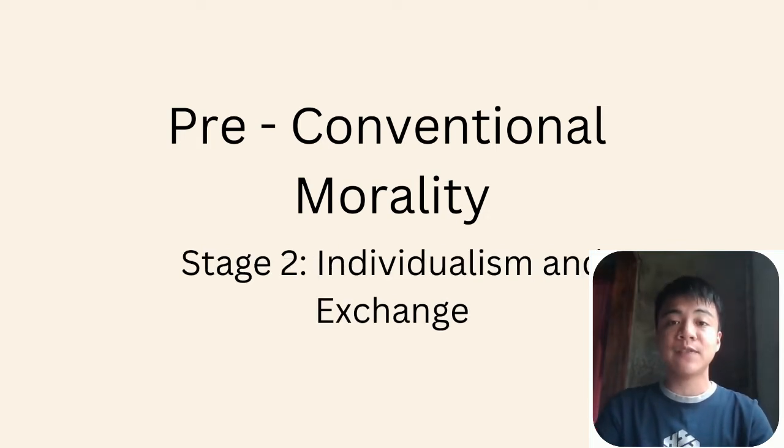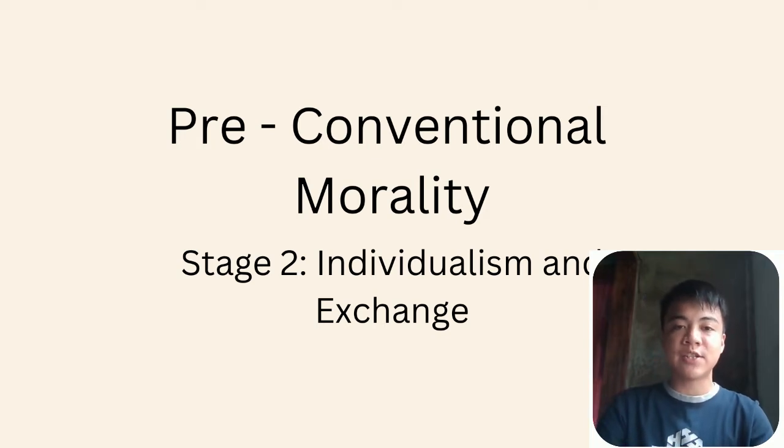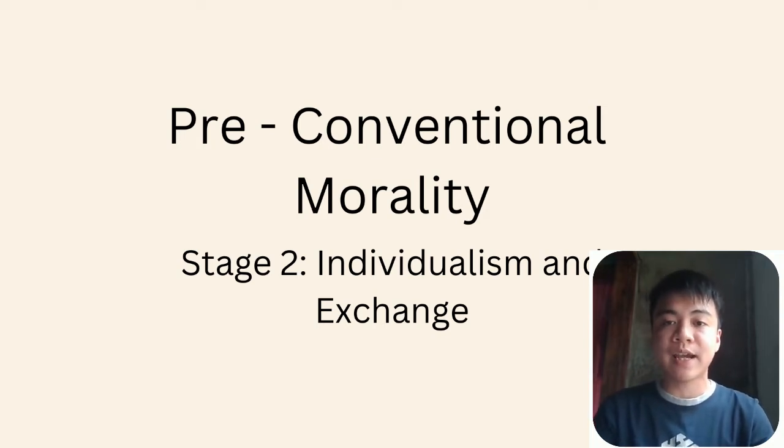The next stage is individualism and exchange. At the individualism and exchange stage of moral development, children account for individuals' points of view and judge actions based on how they serve individual needs. The acceptance of social rules regarding what is good and moral marks the next stage of moral development.